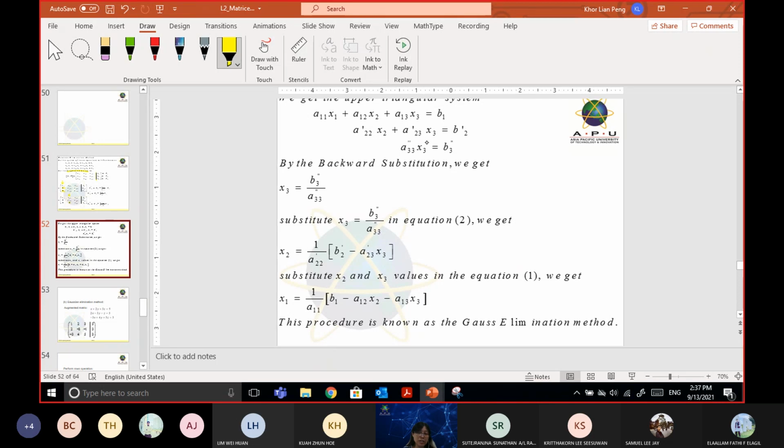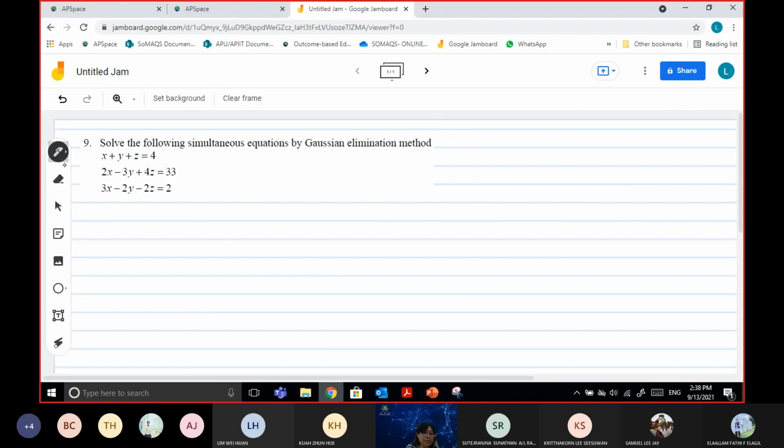Once we get to these steps, we can solve the equations by starting from the third row, followed by the second row and then the first row. So this is the Gaussian elimination method. Now let's look at the questions that we have here.